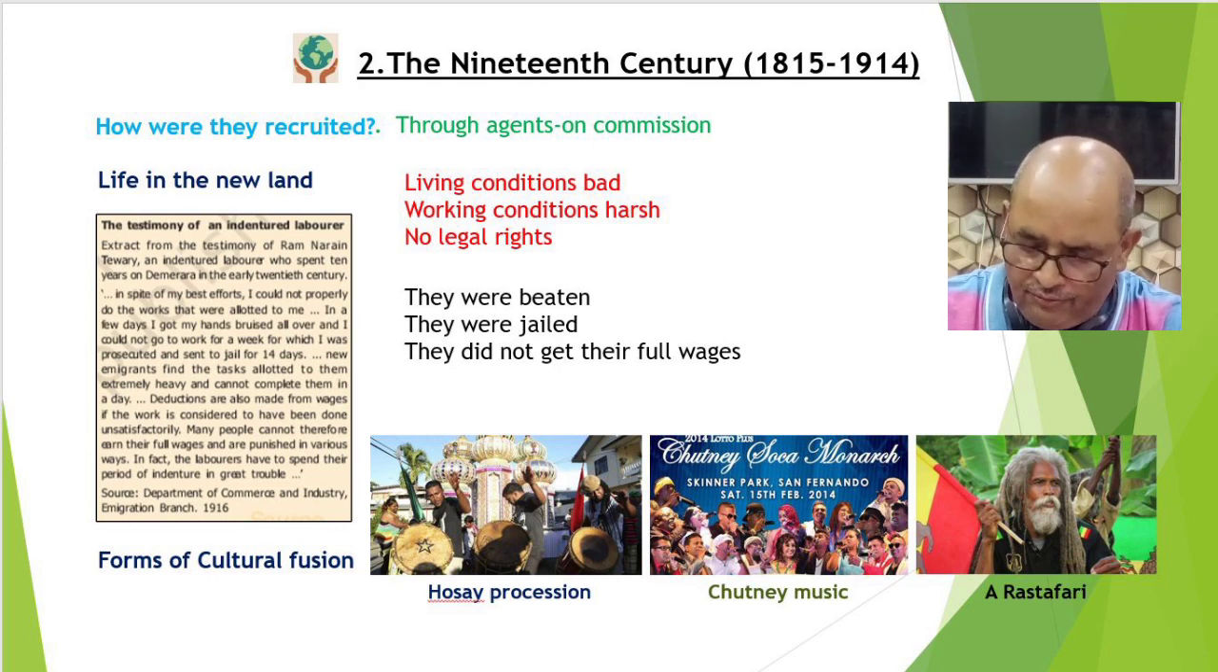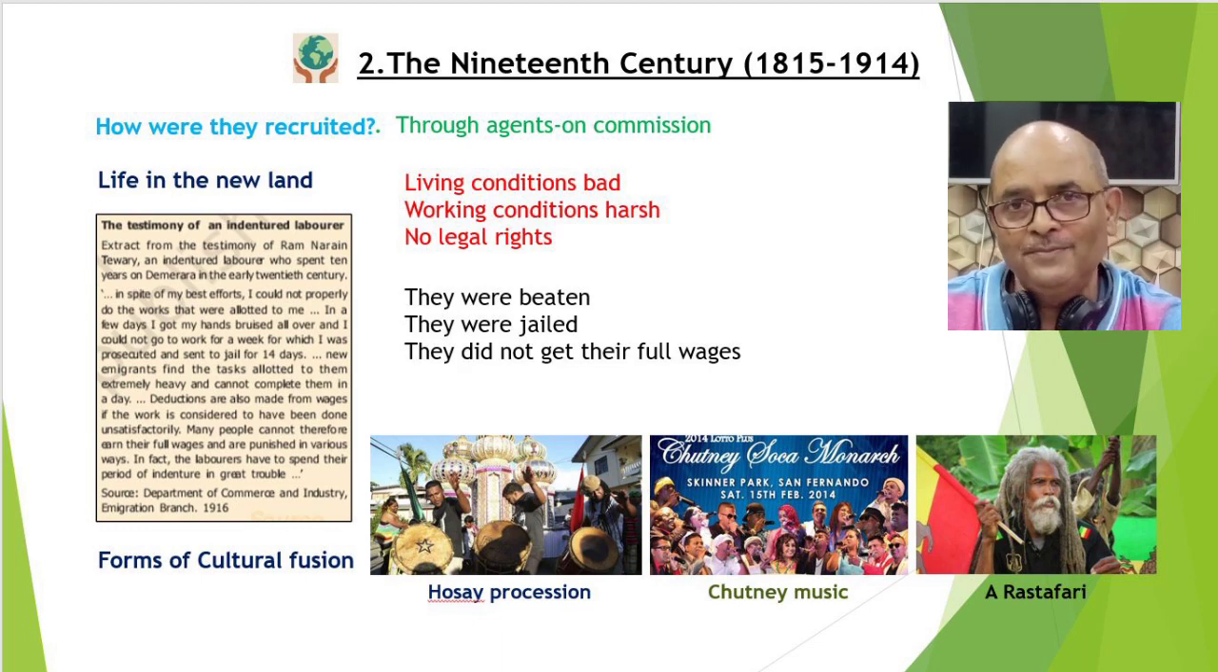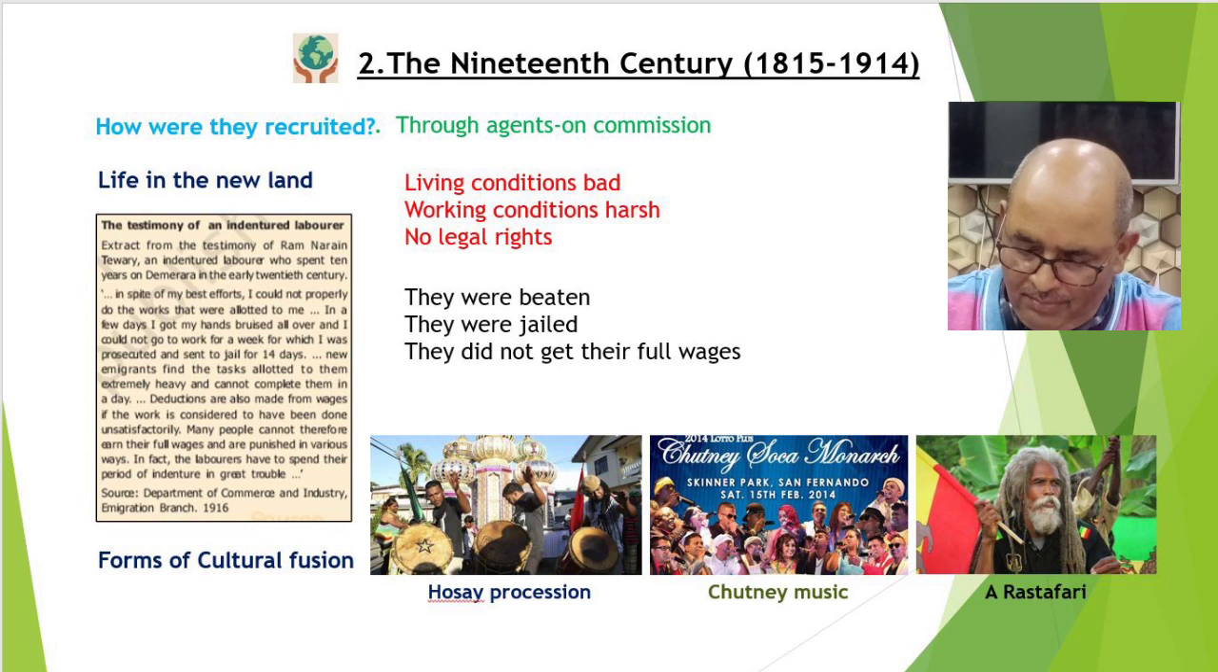New immigrants find the tasks allotted to them extremely heavy and cannot complete them in a day. Deductions are also made for wages if the work is considered to have been done unsatisfactorily. Many people cannot therefore earn their full wages and are punished in various ways. In fact, the laborers have to spend their period of indenture in great trouble.